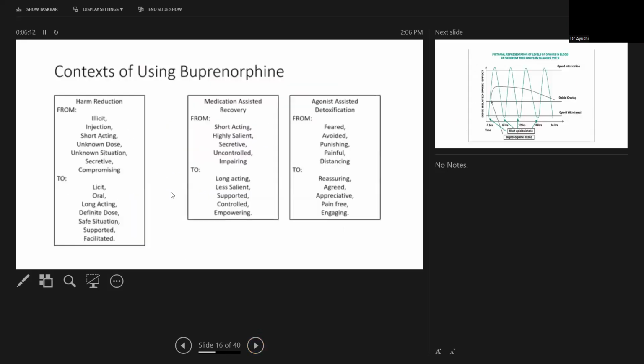Next is, what is the context of using buprenorphine? Harm reduction. We move from illicit to licit drug, injection to oral, short acting to long acting, an unknown dose to a definite dose, unknown situation to a safe situation, secretive to supportive, and compromising to facilitative. And now we have medication assisted recovery, which is from short acting, highly salient, secretive, uncontrolled, impairing, to long acting, less salient, supported, controlled, and empowering.